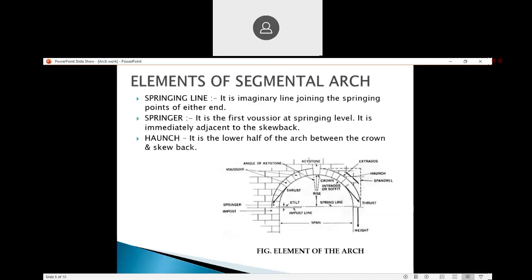Number 12, springing line. It is the imaginary line which joins the points of either end. Number 13, springer. It is the first voussoir at the springing line and it is immediately adjacent to the skew back. And last but not least, haunch. It is the lower half of the arch, between the crown and skew back. Thank you, ma'am.